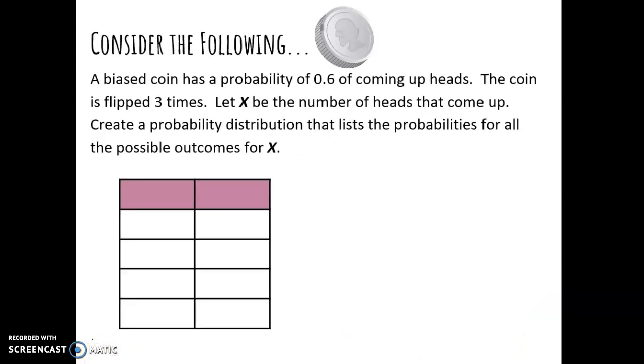Consider the following. A biased coin has the probability of 0.6 of coming up heads. The coin is flipped 3 times. Let X be the number of heads that come up. Create a probability distribution that lists the probabilities for all the possible outcomes for X.